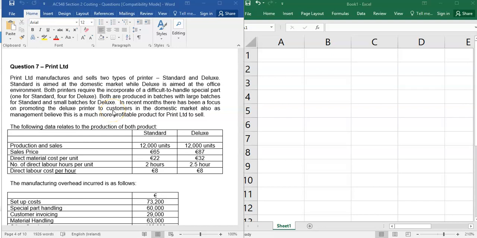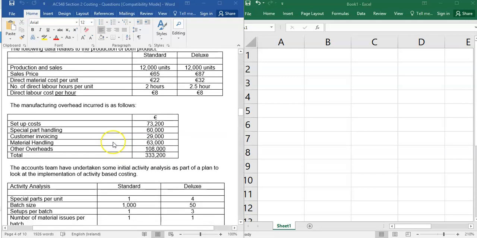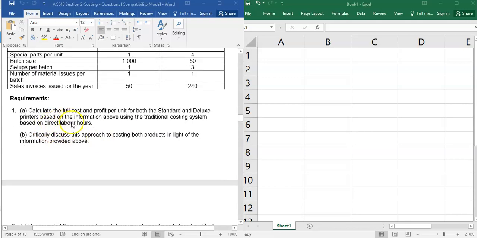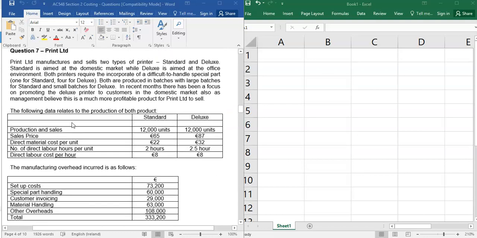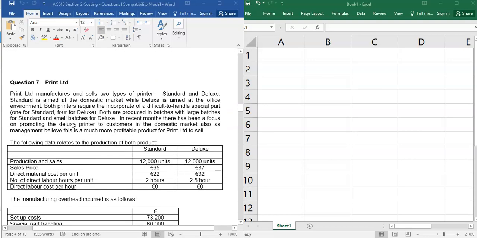In this recording, we're going to look at Print Limited, which is focused on the traditional costing and also activity-based costing. So again, I've assumed you've read through the question. If not, pause this and read through it fully and try and get the practice now of reading exactly what's been asked in terms of each requirement, but also then highlighting key information as you read down through the question.